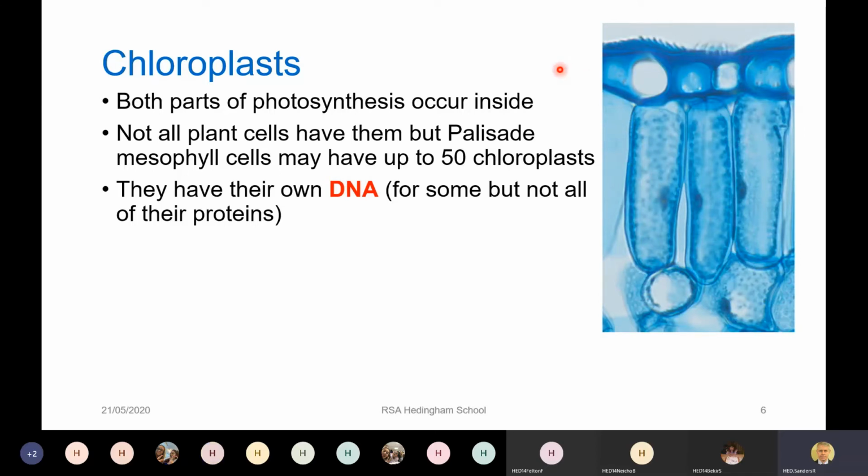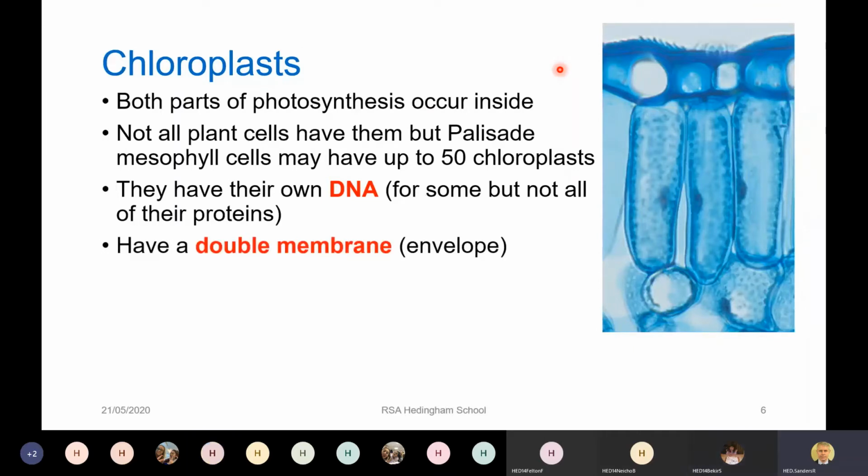Chloroplasts also have their own DNA because they originated from independent cells which got taken up by an archaean cell. But interestingly, some of the chloroplast DNA has been taken into the cell nucleus and is now part of the cell's DNA, which makes some of the proteins that are necessary for the chloroplast to function. So chloroplasts would not be able to function independently any longer.